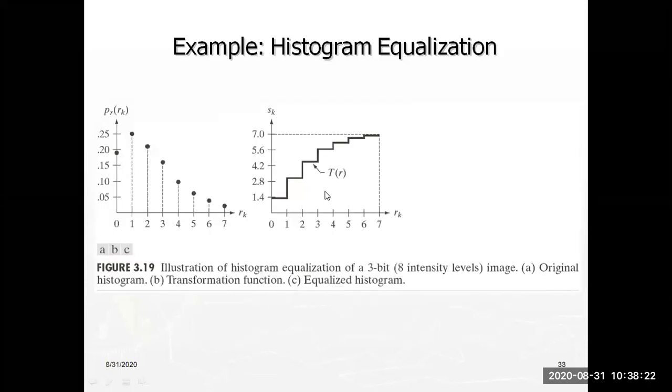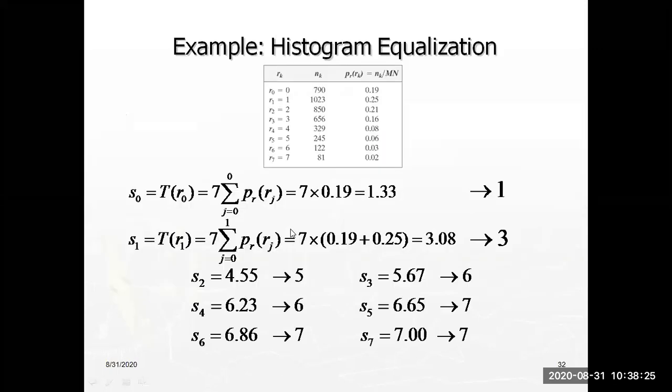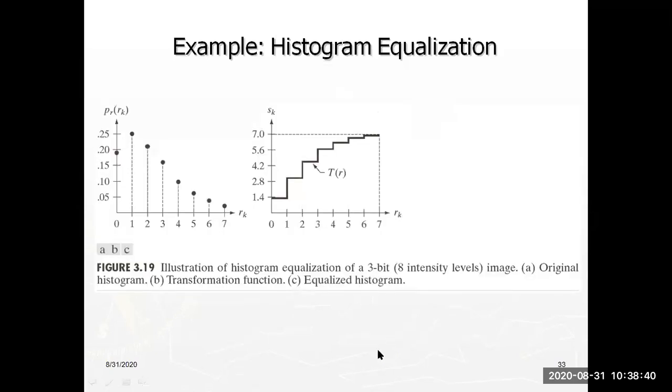But here how many? Individual. What are the individual values? 1.33, 3.08, 4.55, 5.67, 6.23, 6.65, 6.86, 7. So after you get those values, draw this figure. So input probability, then input histogram and equalization histogram, equalized values, but normalized. After normalized, what is it? Remember, this is normalized, but this is not equalized, just equalized.